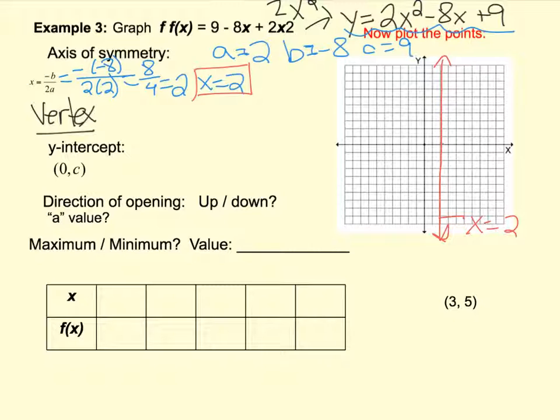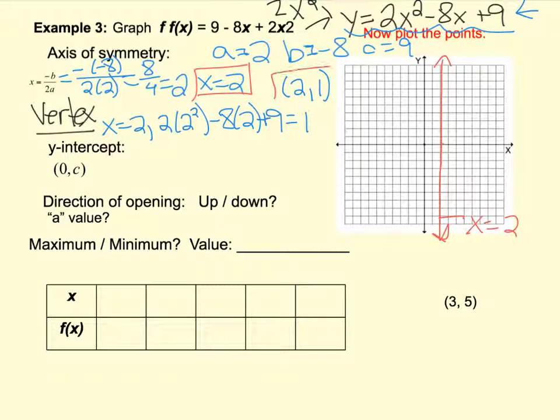Now for our vertex, we already know x equals 2, so we need to find out what y equals when x equals 2. So into our equation up here, wherever there's an x, we're going to substitute in that 2. So we're going to end up with 2 times 2 to the second power minus 8 times 2 plus 9. And when you do all that math, what you get is 1. So our vertex is, when x equals 2, y is 1. So it's 2 comma 1.